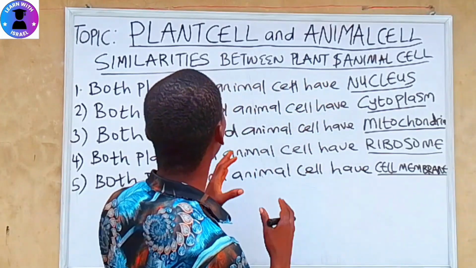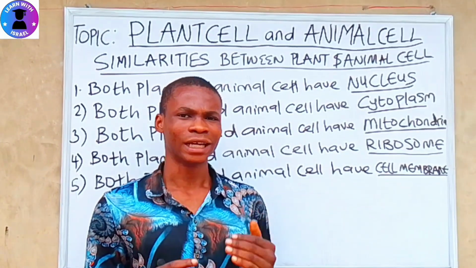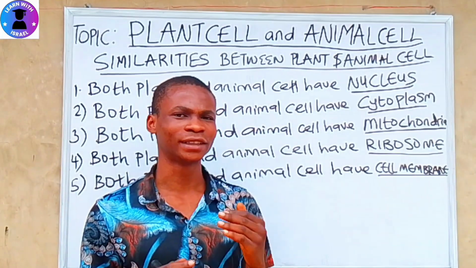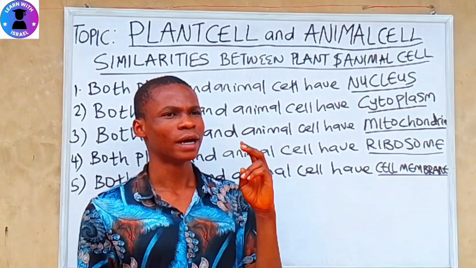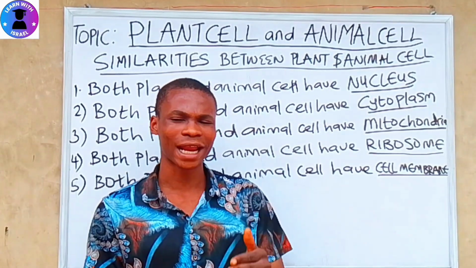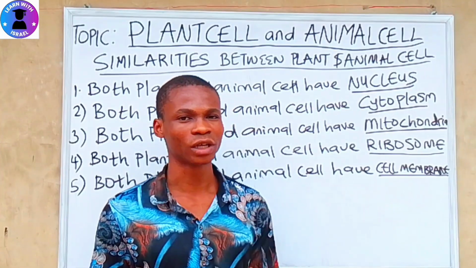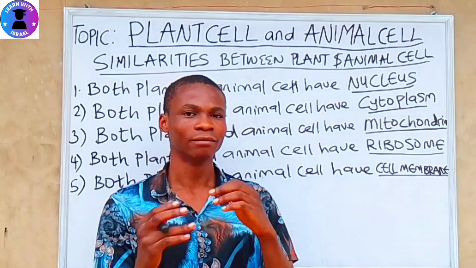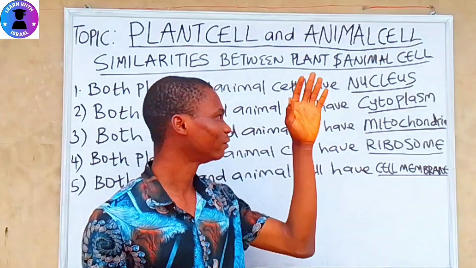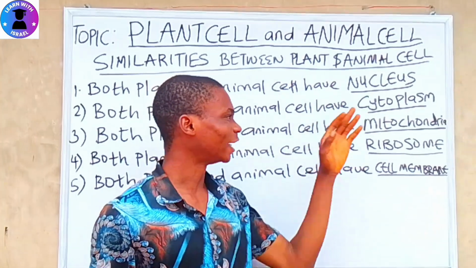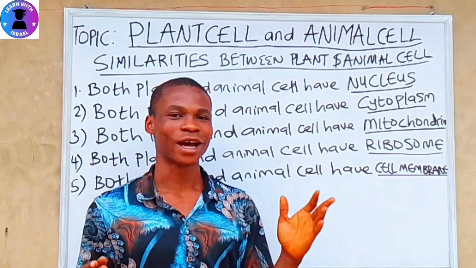So now we are done with the similarities between plant and animal cell. We've done the definition of cell where I talked about the single cell and the multicellular organism, and I also talked about the type of cell based on classification of structure, which consists of both plant cell and animal cell. I also explained that both animal and plant cell have nucleus, cytoplasm, mitochondria, ribosome, and cell membrane.